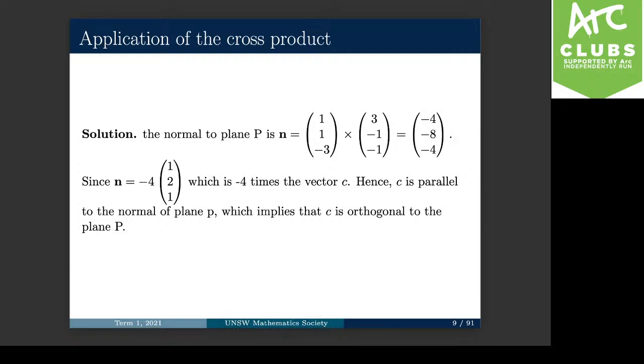Perpendicular, yeah. Yep, okay. So, yeah. Okay.